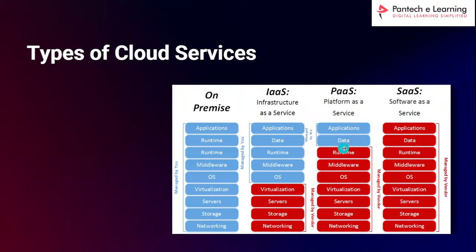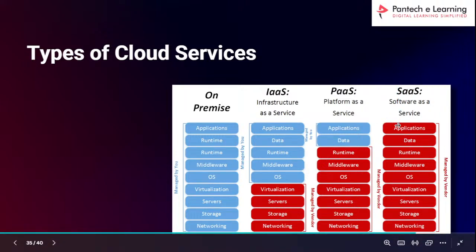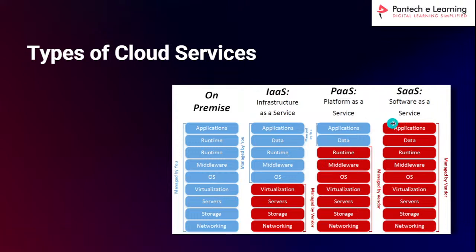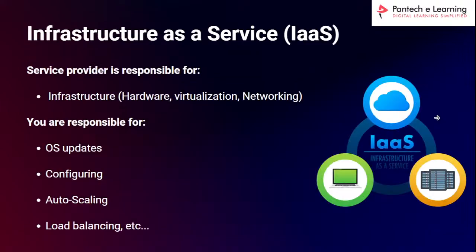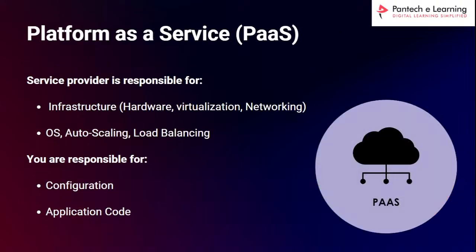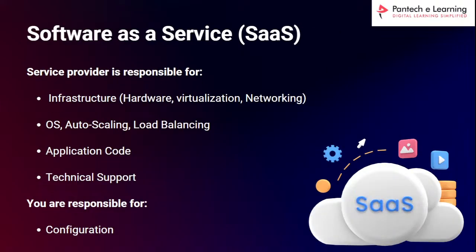And we also have something known as software as a service. Everything is provided by them, and you just run the application which they are providing. They'll take care of all the support and everything. So these are the three types of services: infrastructure as a service, platform as a service, and software as a service.